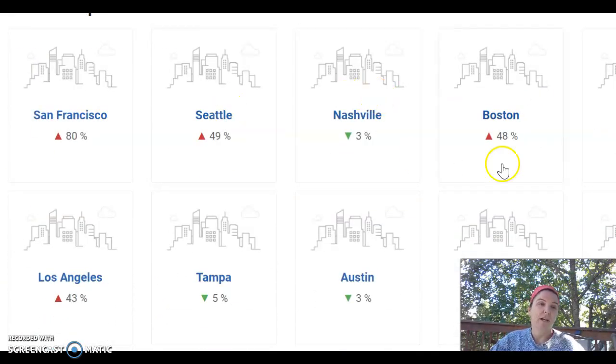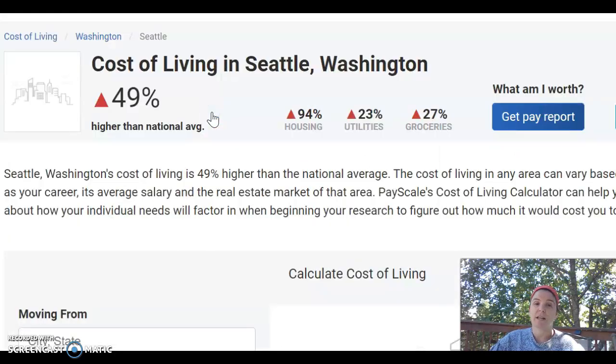And if you go ahead and click on one of those, like Seattle, for example, you're going to notice that right here where it says 49%, that's not 49% higher than Westchester, that's 49% higher than the national average. What's also really cool to think about is, why is it more expensive to live in Seattle than it is in Westchester, Pennsylvania?